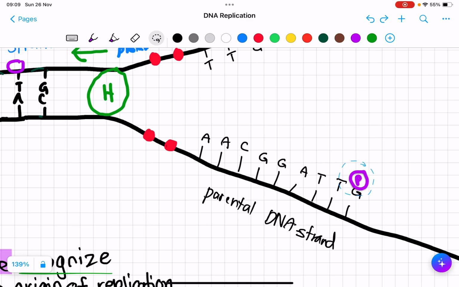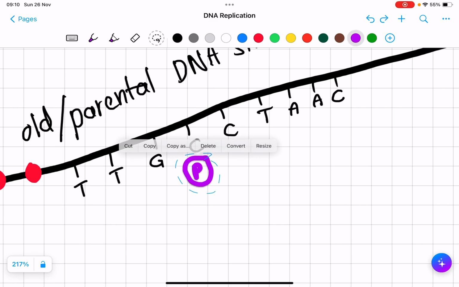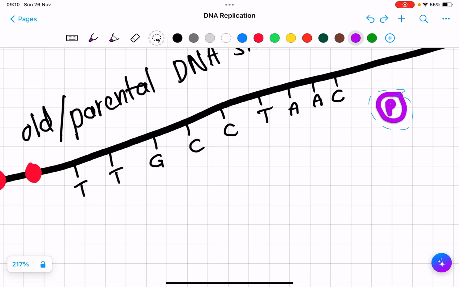So leading strand tadi, primase akan bind to parental DNA strand dan dia akan ambil, sebabkan dia nak buat primer, dia akan add RNA nucleotide. Contoh, dia tengok C. Okay, dia baca C. So what it's going to do is dia akan add on, cuba teka apa? Adakah A, adakah T, adakah G? Yes, dia akan add G.